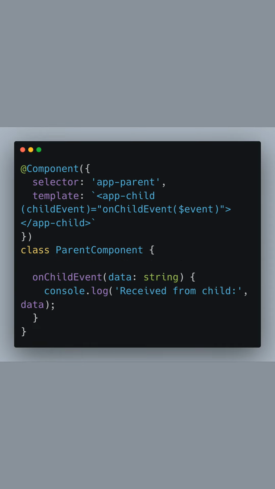Now let's move on to the parent component. We use the @Component decorator again to specify its selector and template. In the template, the child component is included through its selector, app-child.